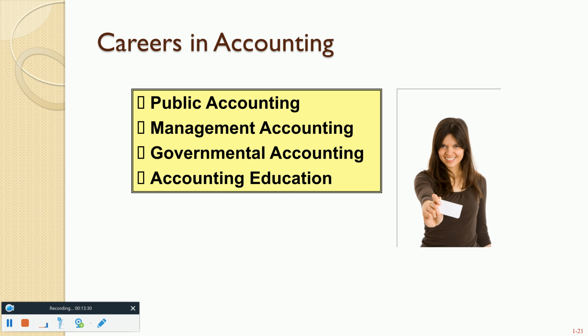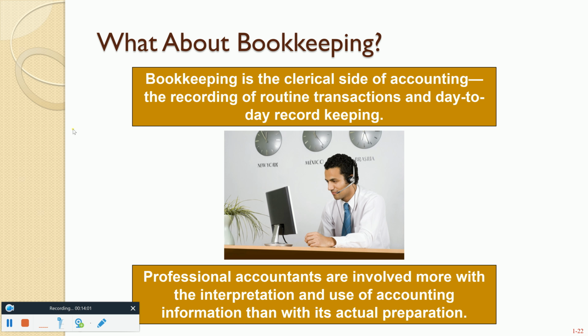And governmental accounting, these would be the accountants that work for different levels of government, and there are various levels of government. We have local city government, we have county, we have state, we have federal, we have special taxing districts in between. So there are plenty of governmental accounting jobs. And of course, accounting education. You can never get a business degree without learning accounting. So accounting education, there are plenty of opportunities as well.